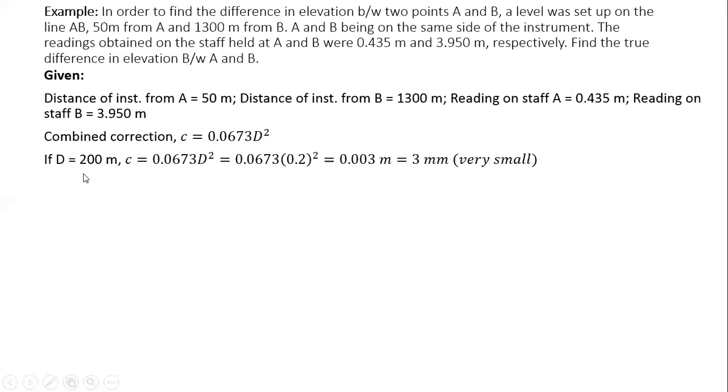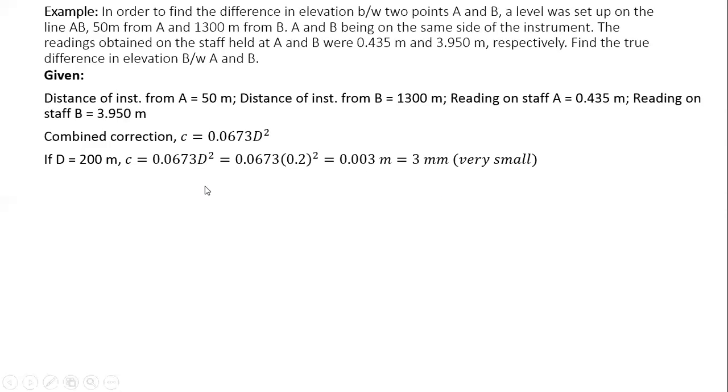Suppose that my D is 200 meter. This is not part of this problem, I will just explain it to you. Suppose D is 200 meter, then what will be the combined correction? C is equal to 0.0673 D square. So D we can write in kilometers here, so this is 0.2 square. This is about 0.003 meter, that is 3 millimeter. So it is very small.